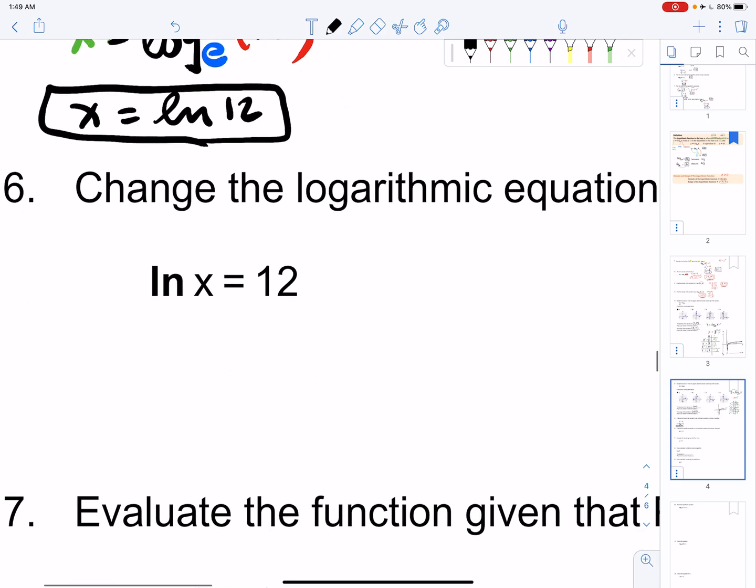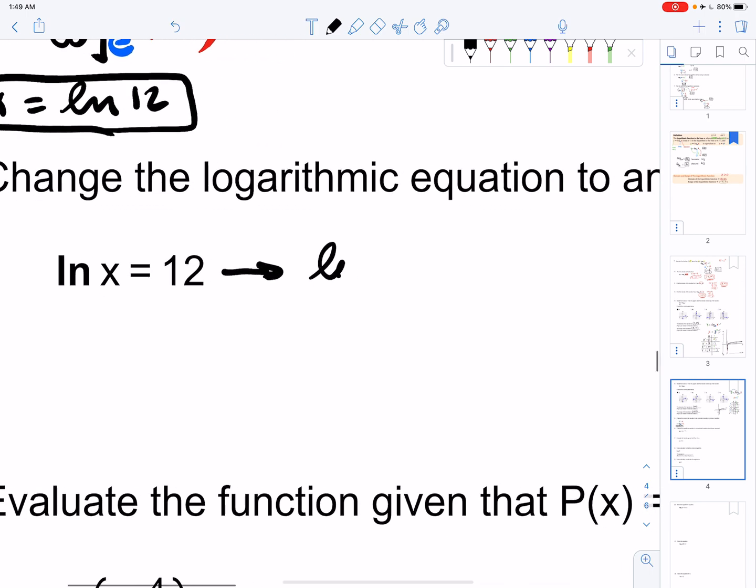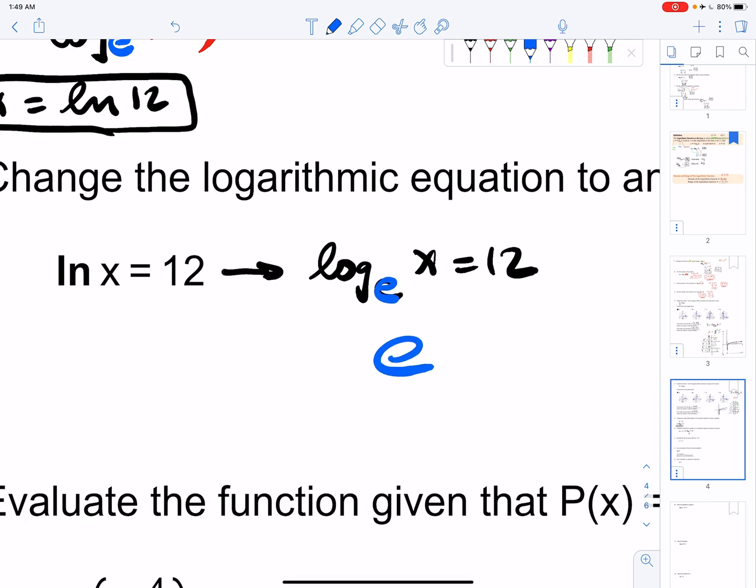Okay, now change the logs to the exponential. If we're really new at it, sometimes it's a good idea just to write it as its old-fashioned self, log base e of x equals 12. This really highlights what's the base. Oh yeah, it's just e. And that's e raised to the 12th power, and the whole thing equals this x. You're good to go right there. The answer is x equals e to the 12th.